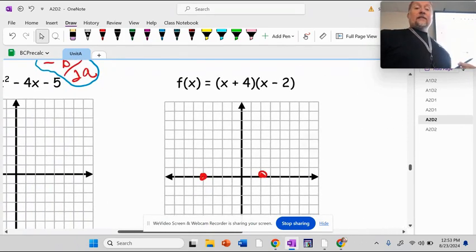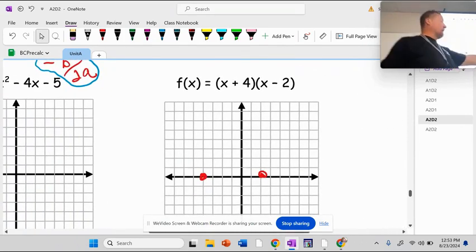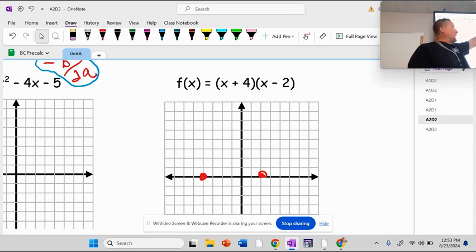The last one, this is intercept form. Notice what I did. I left them there. So remember intercept form, you plug in negative 4 for x, you get 0 for y. That's why (negative 4, 0) is an x-intercept. You plug in 2 for x, you get 0 for y.